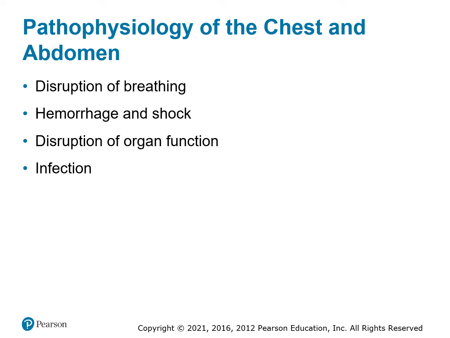The third thing being a disruption of organ function. So with all of those major organs within the chest and abdomen, if you have significant damage to any of those, it can cause long-term effects and can also be fatal for the patient. It just depends on what the organ is. Obviously, if you have significant trauma to your heart, it's going to have a higher fatality rate than if you have, say, major trauma to your intestines. But disruption of organ function is another key takeaway from trauma of the chest and abdomen.